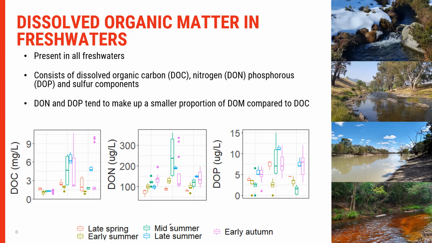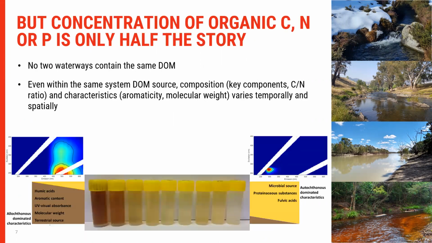Here you can see we've got organic carbon in milligrams per litre. We've got organic nitrogen, which is about a factor of 10 less than the carbon component. So we're looking at micrograms per litre here, and it's the same with dissolved organic phosphorus.